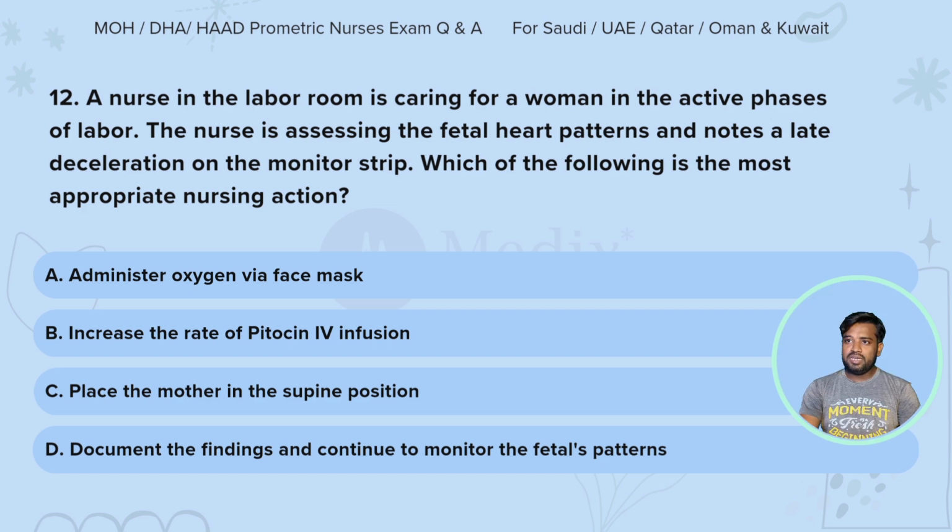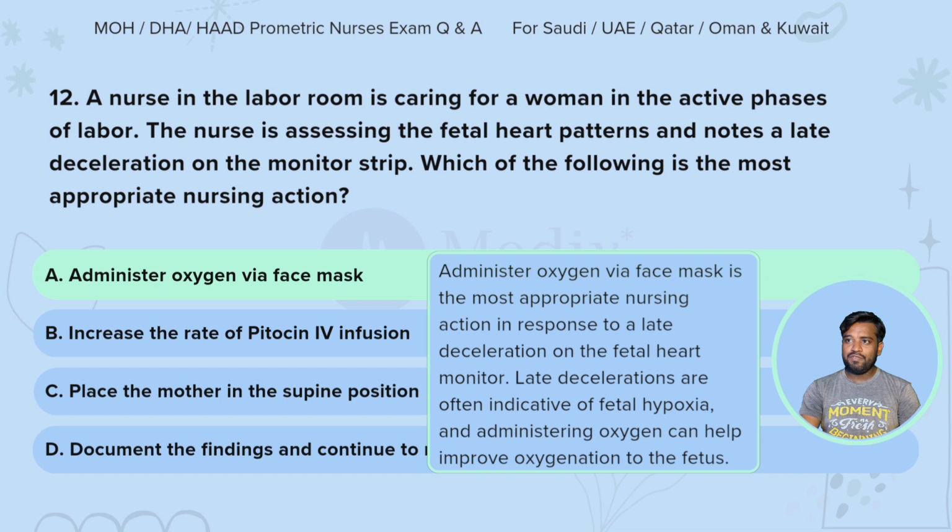The correct answer is A. Administering oxygen via face mask is the most appropriate nursing action in response to a late deceleration on the fetal heart rate monitor. Late decelerations are often indicative of fetal hypoxia, and administering oxygen can help to improve oxygenation to the fetus.